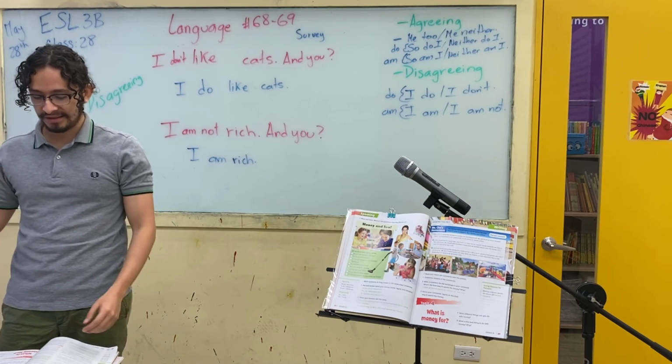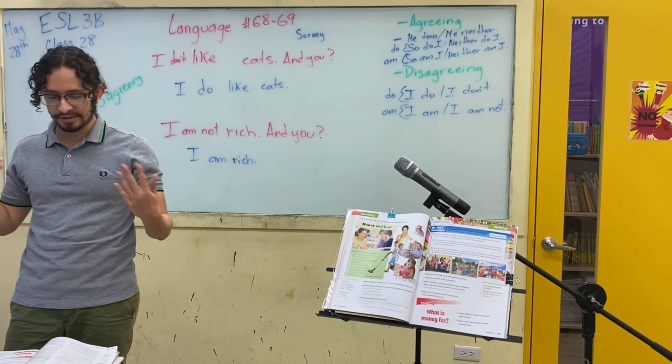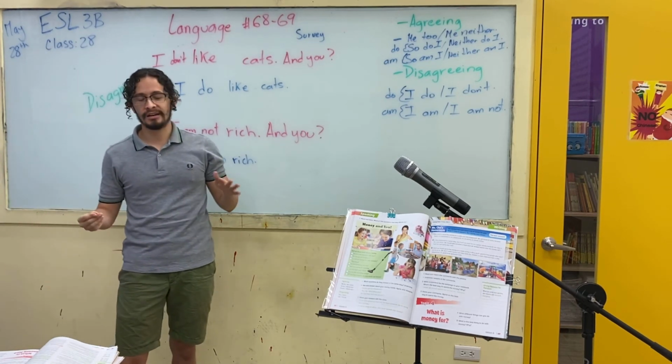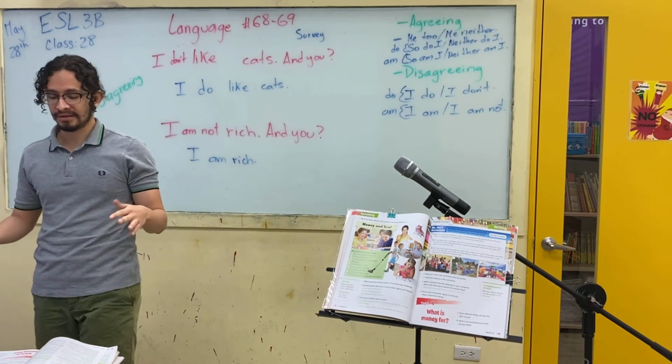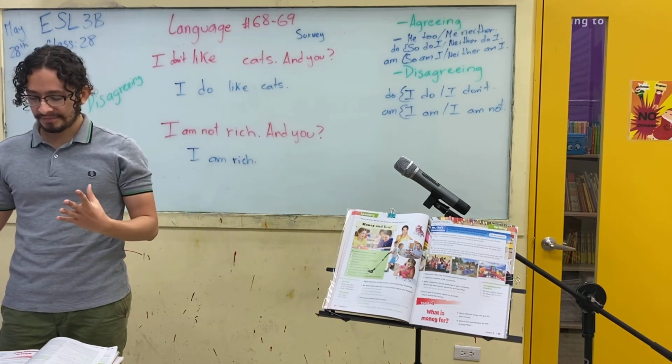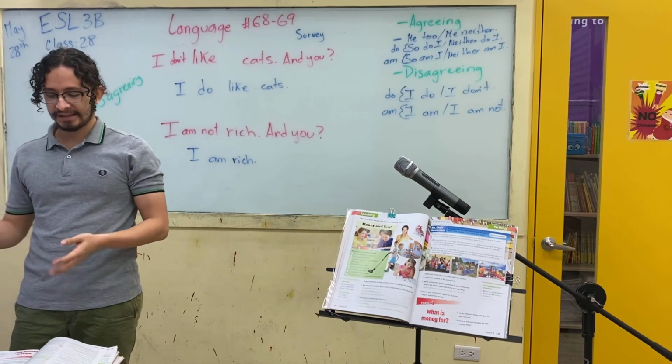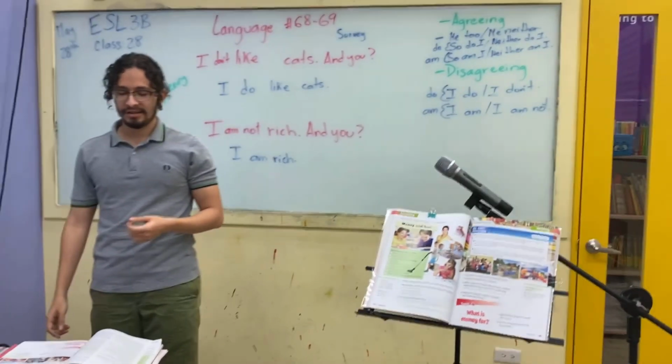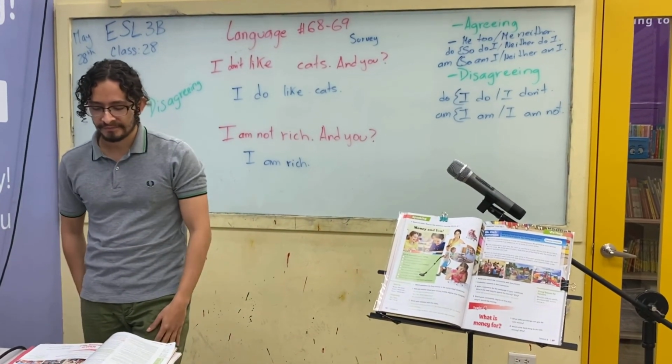Now we can take a look at page 69. On page 69, we're just going to do some reading. We're going to take a look at what the words here are. There's a little text. This text is called Miss Cho's homeroom.